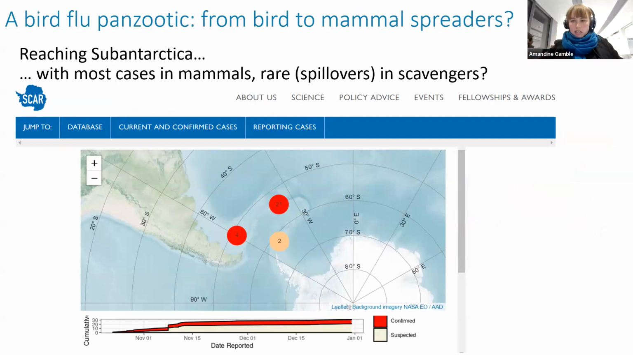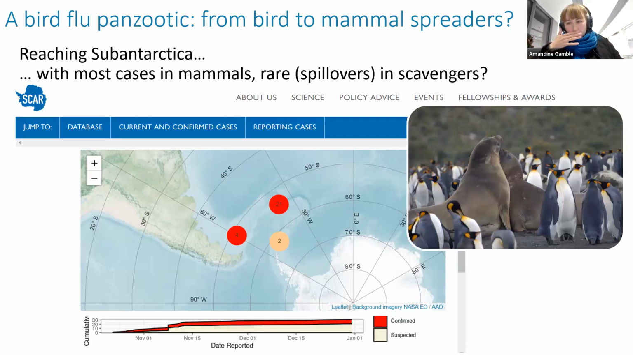So we had the first cases in South Georgia, so that's where we have the 21. A few cases in the Falklands, where we are number 4, and now we have suspected cases on islands around the Antarctic Peninsula, so number 2. And what is very interesting with those cases is that most of them are actually in mammals, in elephant seals, and there are very rare cases in seabirds, and almost all of the seabirds are scavenger species. So the skuas I showed you before, giant petrels, gulls, and species like that.